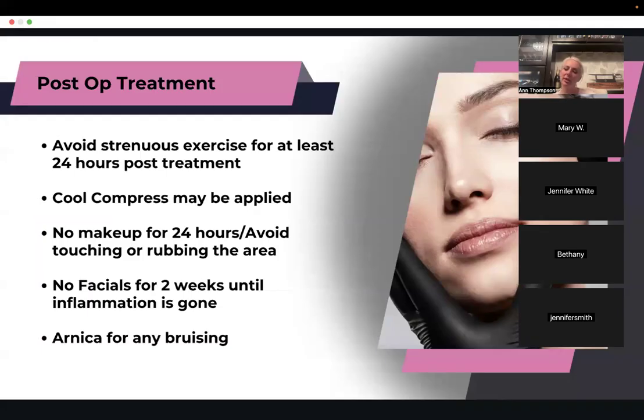For post-op treatment, you want to tell the patient to avoid strenuous exercise for 24 hours. A cool compress can be applied, no ice directly to the area. No makeup for 24 hours, no facials for 2 weeks, and they can use arnica, either the sublingual tabs or the gel for bruising.